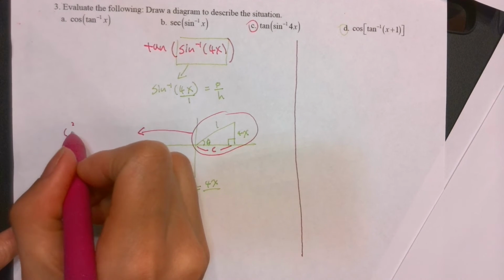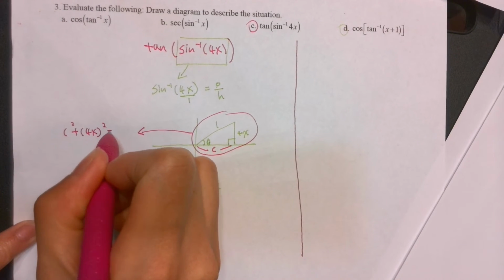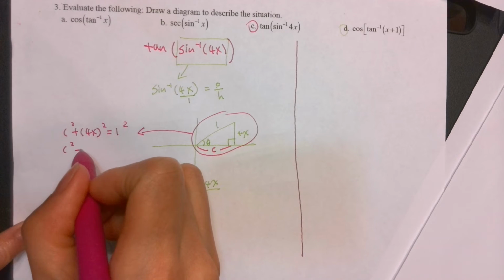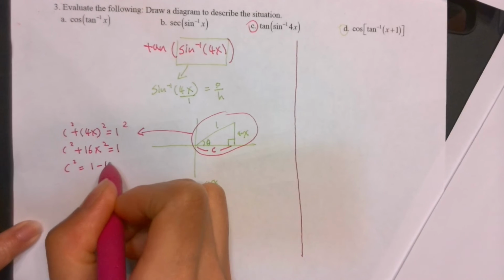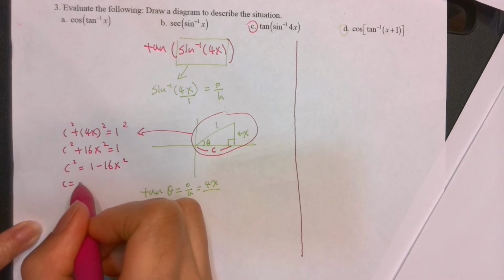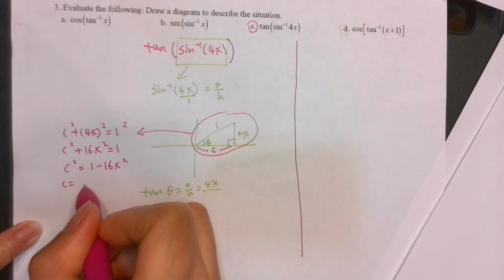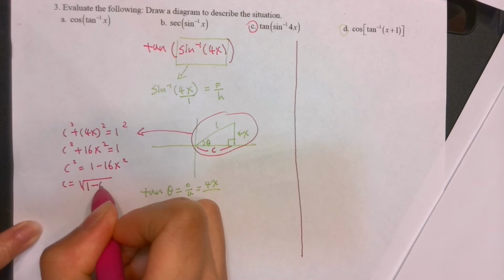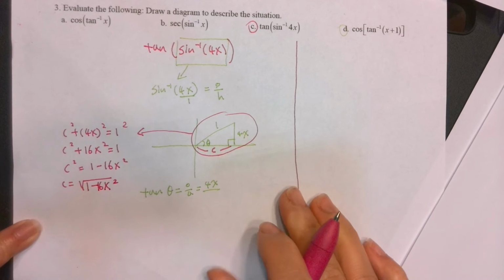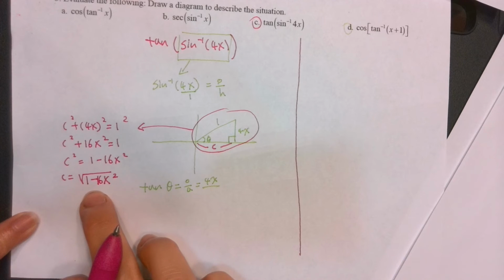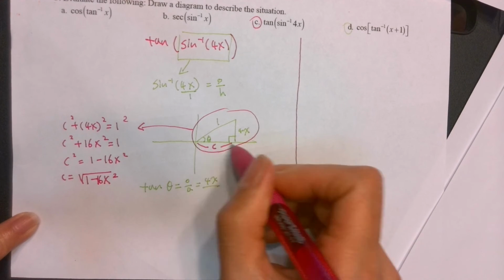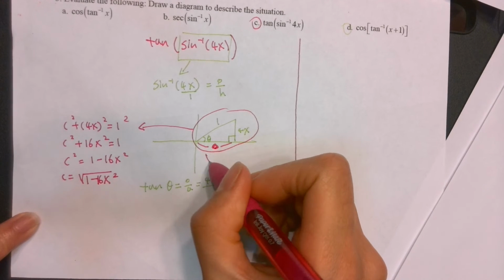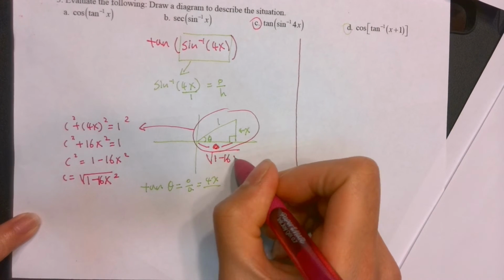So C squared plus 4x squared is equal to 1 squared. C squared plus 16x squared is equal to 1. C squared is 1 minus 16x squared. C is, well, technically there should be plus or minus, but they're looking at the length, so it's always going to be positive. Not hypotenuse, excuse me, adjacent side. So, because it's a positive x value, C is going to be the square root of 1 minus 16x squared.